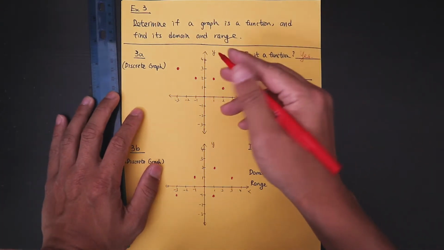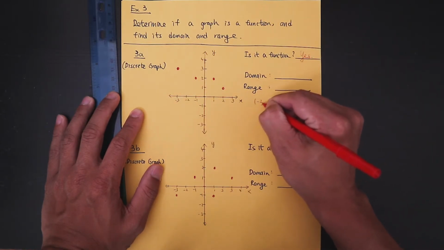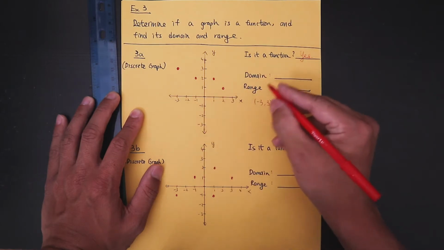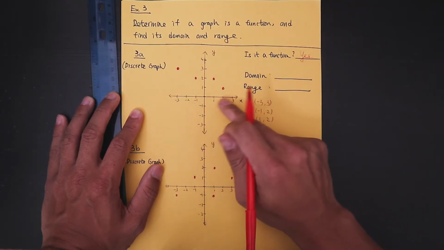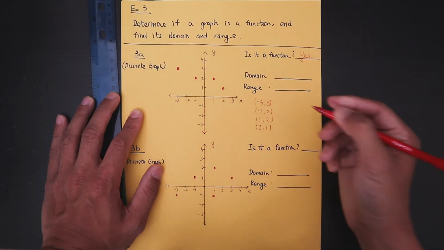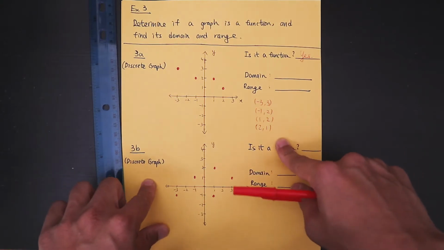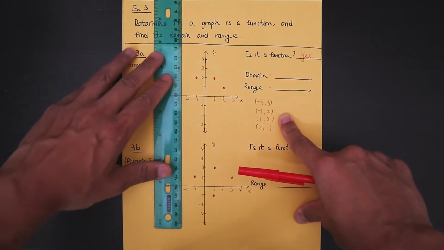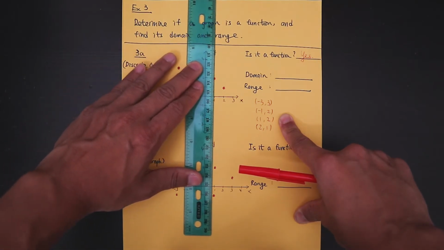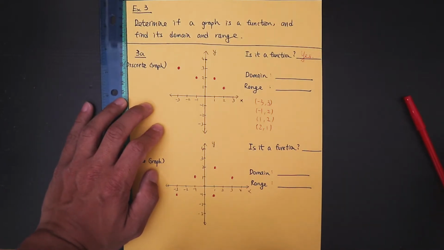Now let's say you forgot the vertical line test. Another way to do it is write out the ordered pairs. Like for example, this dot is -3, 3. This dot is -1, 2. This dot is 1, 2. And this dot is 2, 1. And then you just do what you did in example 1 and example 2. You could do it this way. But of course, if you don't want to, the fastest way is to use a straight edge and scan from left to right to see if all the dots touch the ruler only once at every single point.